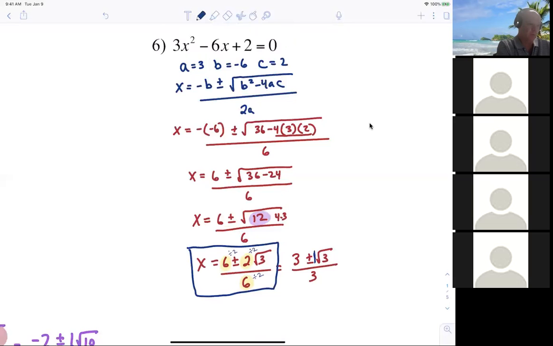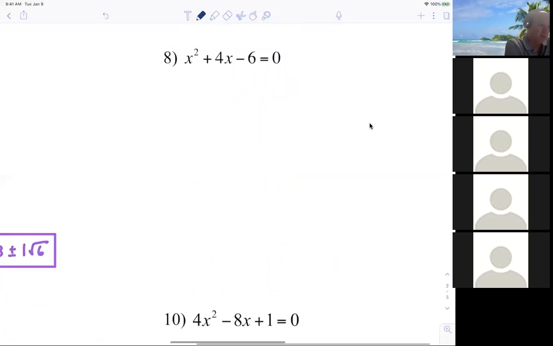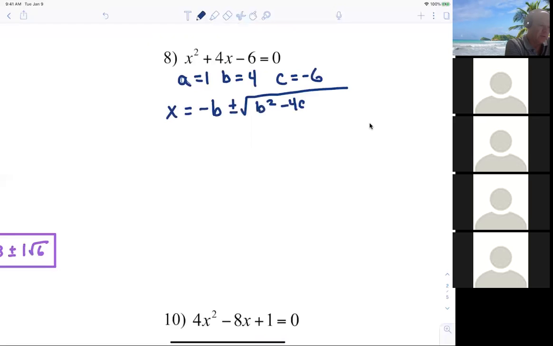All right, here we go. Let's check out number 8 now. Everybody's going to put A equals 1, B equals 4, C equals -6. Now everybody practice X equals -B plus or minus the square root of B squared minus 4AC, all over 2A. I think it's a good time for me to pause, give everybody a minute, and you see what you can do.